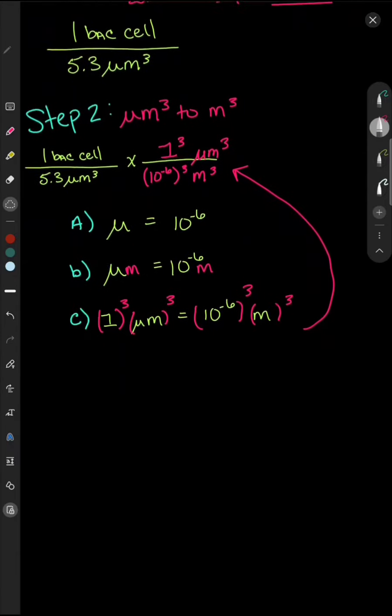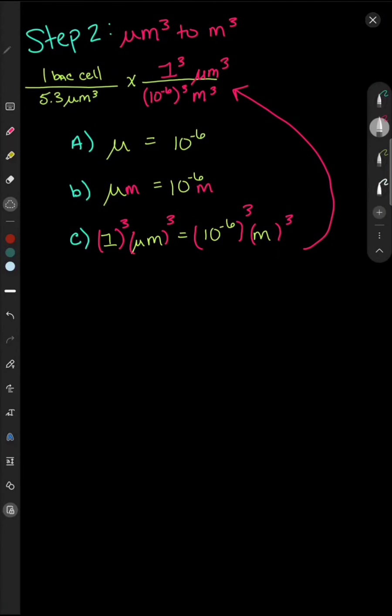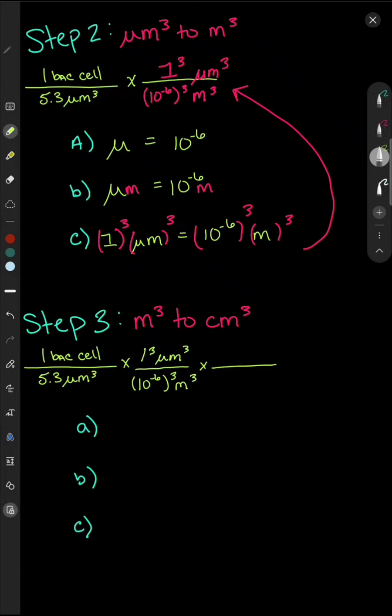We are now ready for step 3 of this problem, converting meters cubed to centimeters cubed. Again, to solve this conversion, we will find our prefix and its meaning. In this case, centimeters, which equal 10 to the negative 2nd. In the next step, we will bring back our base unit. In this case, meters.